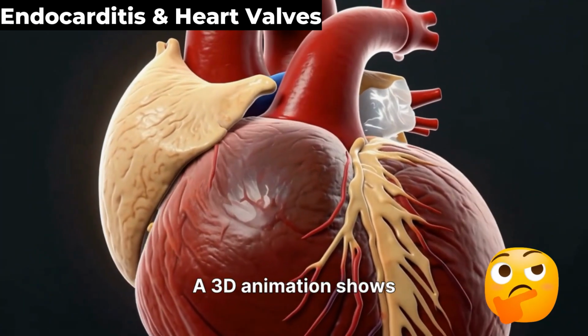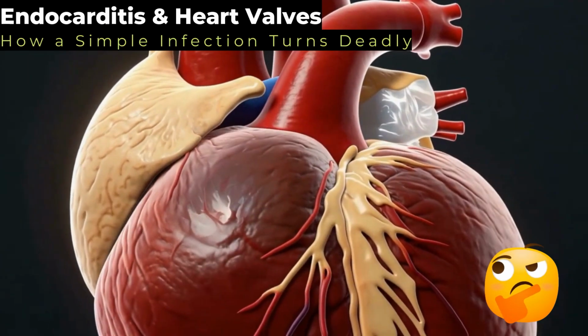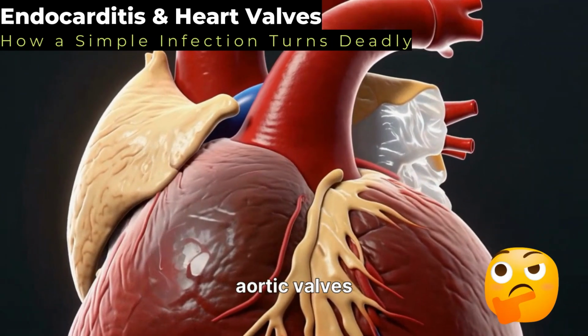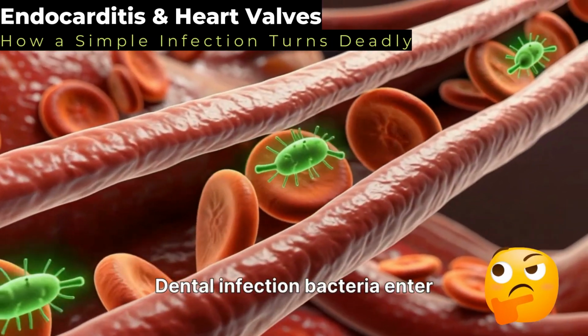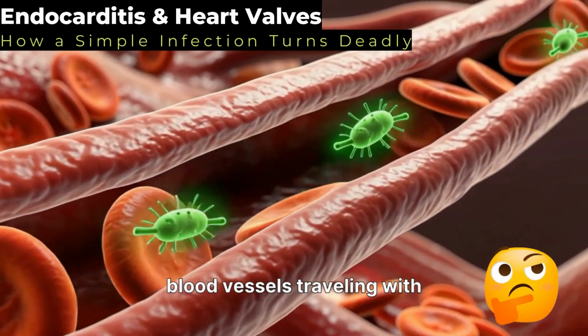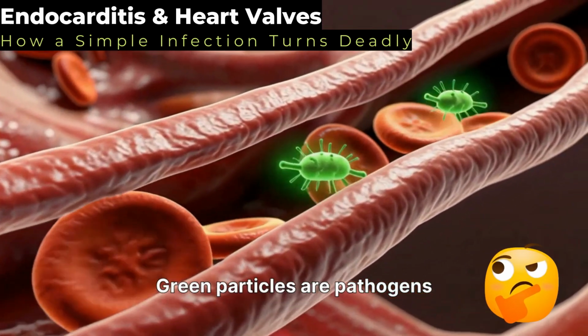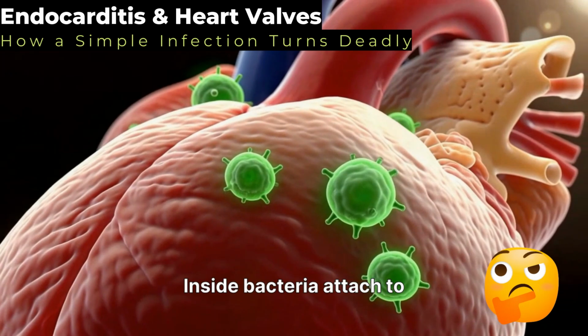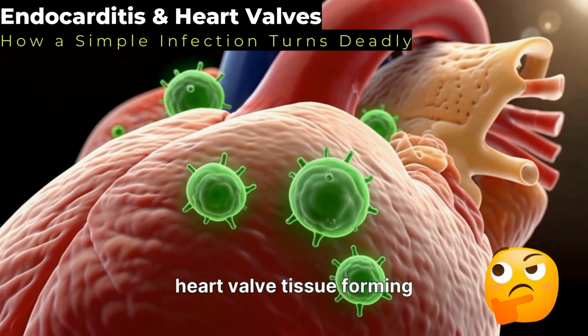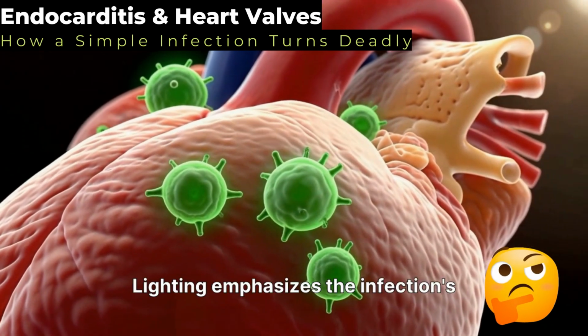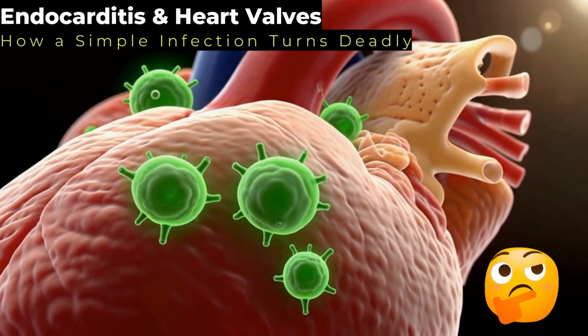A 3D animation shows a healthy heart beating, highlighting the mitral and aortic valves. Dental infection bacteria enter blood vessels, traveling with red blood cells. Green particles are pathogens. Inside, bacteria attach to heart valve tissue, forming colonies. Lighting emphasizes the infection start.